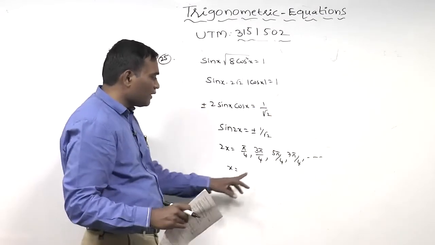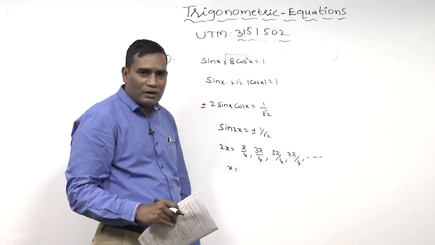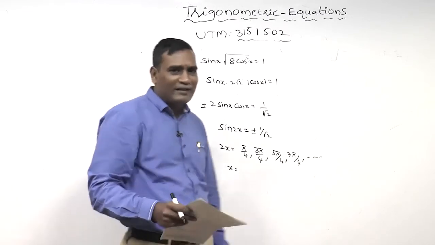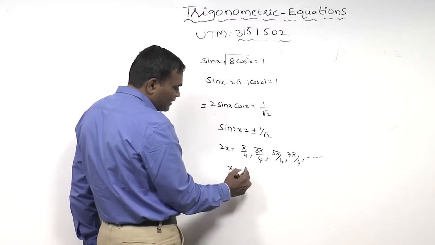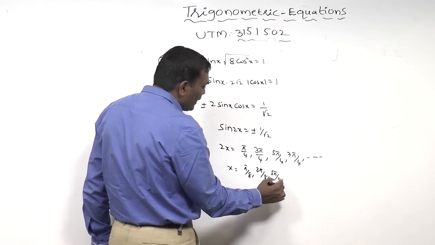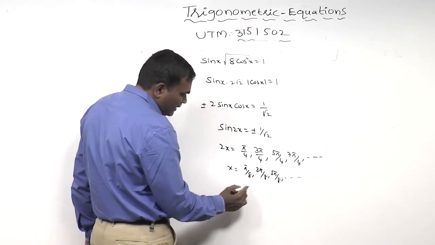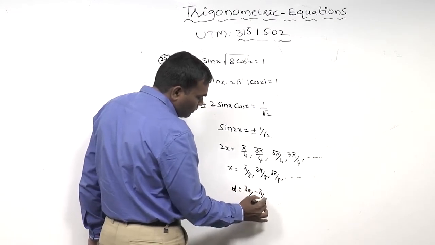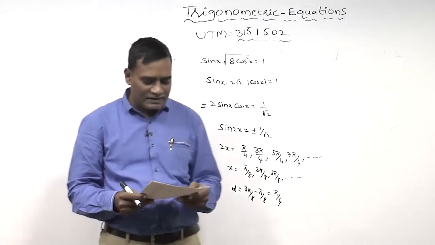These are all in AP. What is the difference? 3 pi by 4 minus pi by 4, 2 pi by 4, means pi by 2. Is the answer pi by 2? Luckily pi by 2 is not given, but the answer is also not pi by 2. Why? Because what is the value of x? That is pi by 8, 3 pi by 8, 5 pi by 8 and so on. The difference of these terms in AP, common difference, is 3 pi by 8 minus pi by 8, that is 2 pi by 8, that is pi by 4. So pi by 4 is the correct answer.